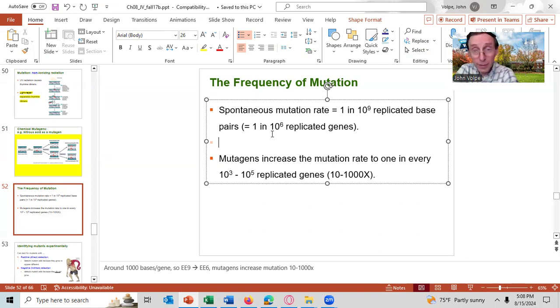A mutagen will increase the mutation rate something like 10 to 1,000 times greater than this, which means that the mutation rate will be 1 in 1,000 replicated bases to 1 in 100,000, or 10 to the fifth replicated bases. Any question about any of that? The most common mutagen that humans are exposed to is, of course, cigarette smoke. And it is a good mutagen, too.